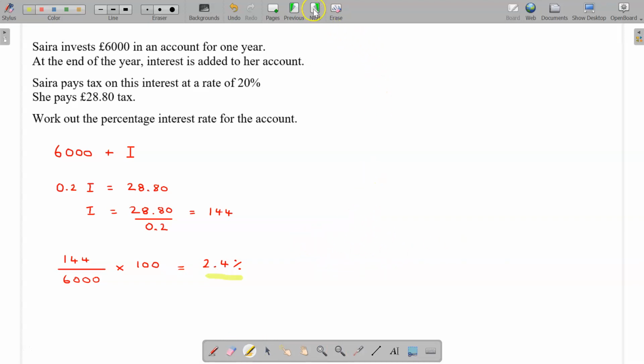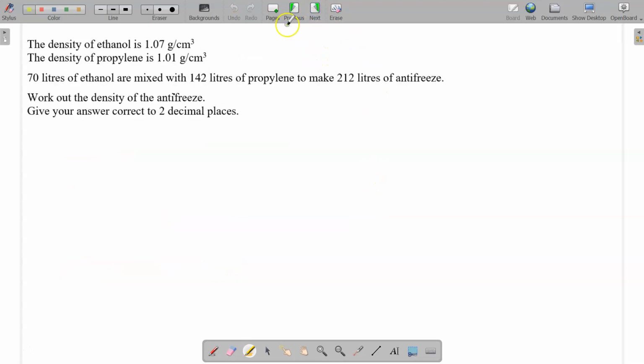Okay, next question. This is about density, and it's about combining two different materials with different densities. Now the densities are not that different, 1.07 and 1.01, and we're combining different amounts of each. So we have to do a calculation that's based on the relationship between density, mass, and volume. I'll just remind you what that is.